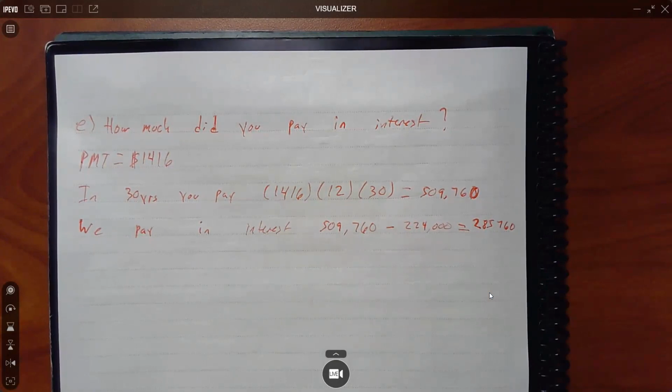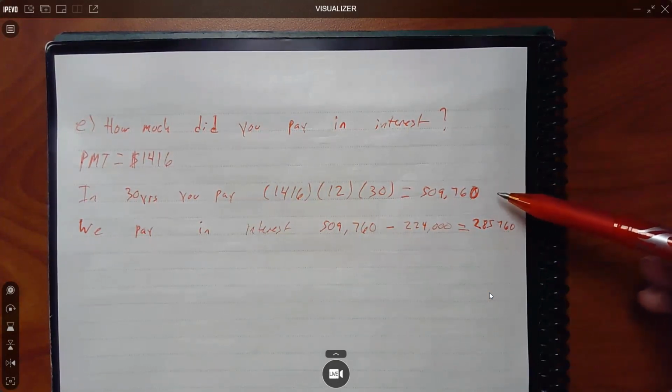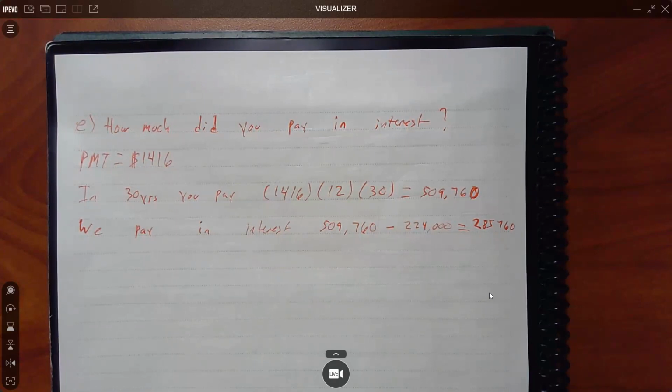Does that logic make sense? So that's what you pay in interest, it's 285,760. And you pay 509,760 for the house. In total, you're going to spend this much to buy the house at the end of 30 years, and that's if you stuck with the 30 years. I mean you just make that one payment, not trying to double it up. If you only sent the minimum payment for 30 years, you're going to have to pay this much.